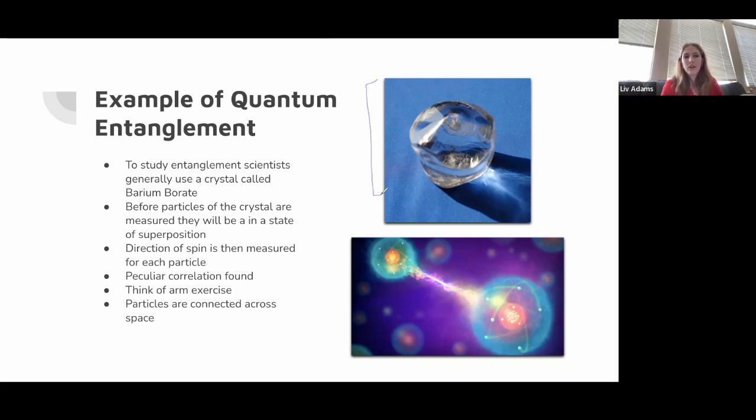And then here is just a picture of barium borate. And then this is just kind of a cool Jimmy Neutron-esque visual representation of two linked particles.